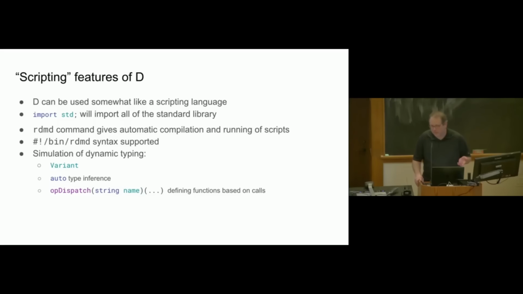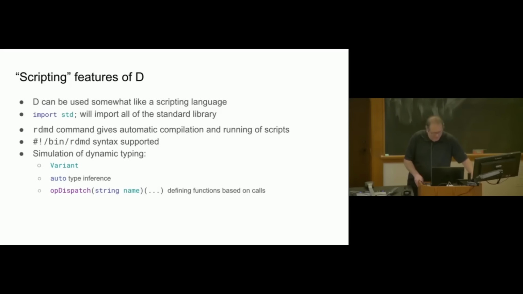We also have simulation of dynamic typing. So the variant type is like a box type, which can hold any type of value, and you can get the type out of it. You can extract it when you need it, or it supports simple addition, subtraction, those kinds of things. We have auto type inference, so you don't have to type in types all the time. You just infer the type.